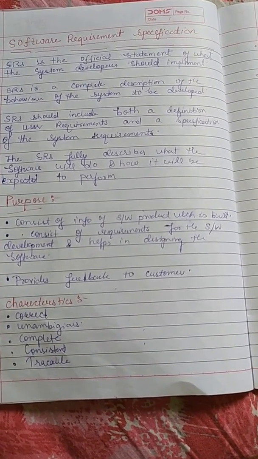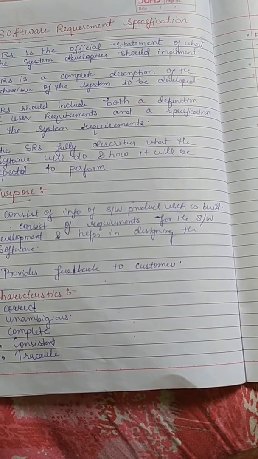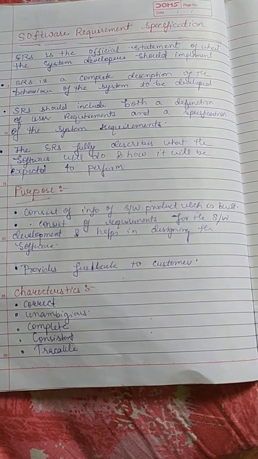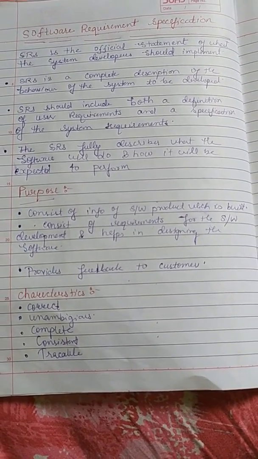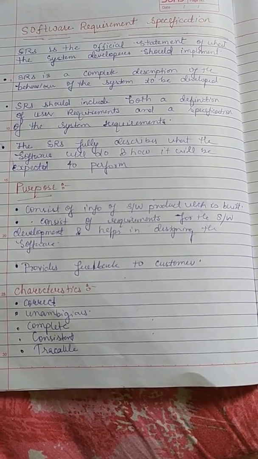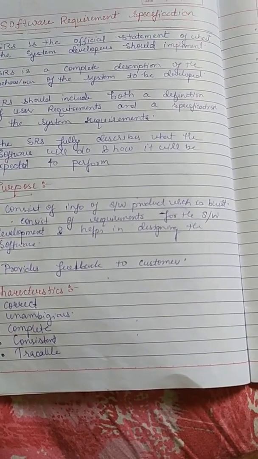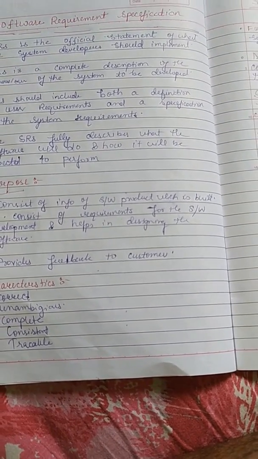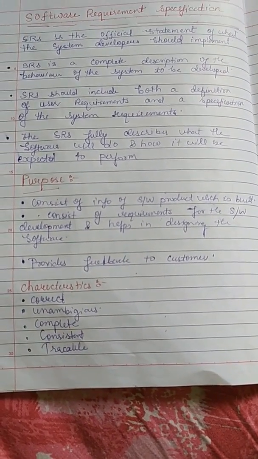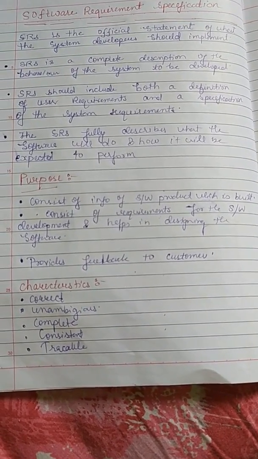SRS is a complete description of the behavior of the system to be developed. The nature and stepwise sequence of all the purposes and criteria of the software is mentioned in the SRS document. SRS should include both the definition of the user requirements and the specifications of the system requirements. Moreover, it also includes the non-functional, functional, and hardware and software requirements of the software. SRS fully describes what the software will do and how it will be expected to perform.